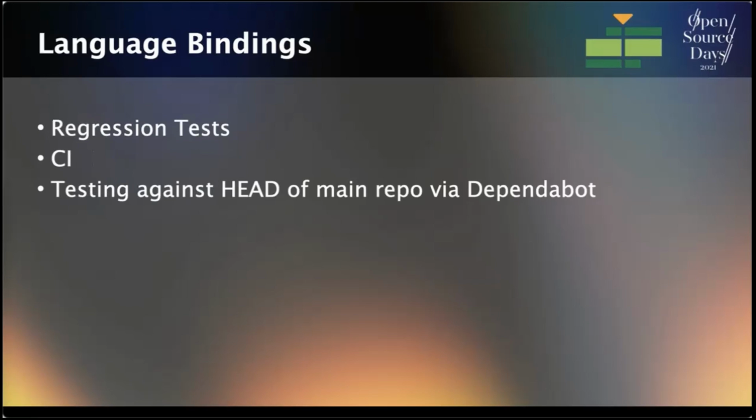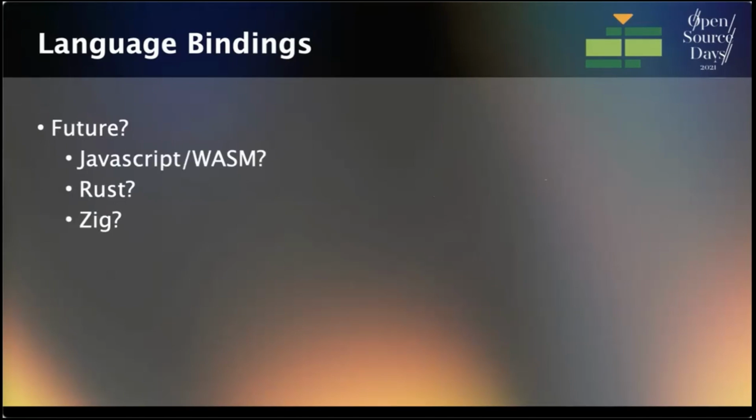These language binding projects feature unit test CI and use the Dependabot feature of GitHub to stay up to date with the main repository. There has been community interest in more bindings in the future, including JavaScript, Rust, and Zig. If any of those sound like appealing projects, please get involved.